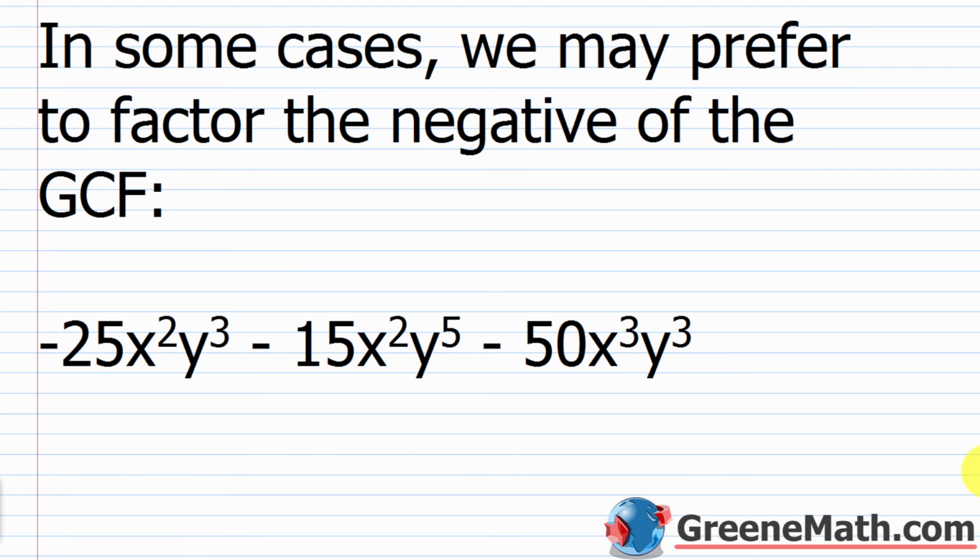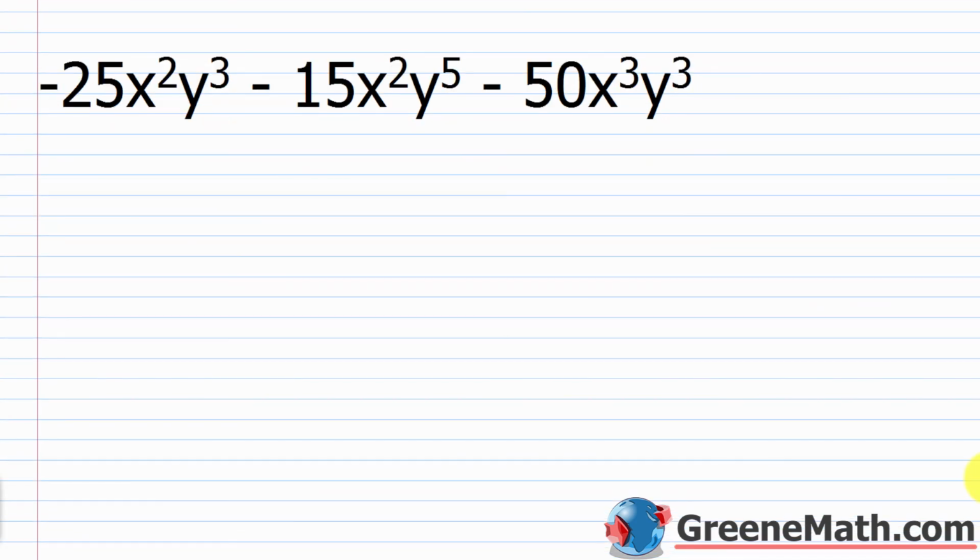All right, so the next thing I want to talk about is that in some cases, we may prefer to factor the negative of the GCF. This is something that might be very useful for you. In fact, in the next section, when we start reviewing factoring by grouping, a lot of times we'll use the negative of the GCF to end up with a common binomial factor. So when we talk about pulling out the GCF, we could do the GCF or the negative GCF, and it's still the same thing in terms of getting the correct answer, okay?